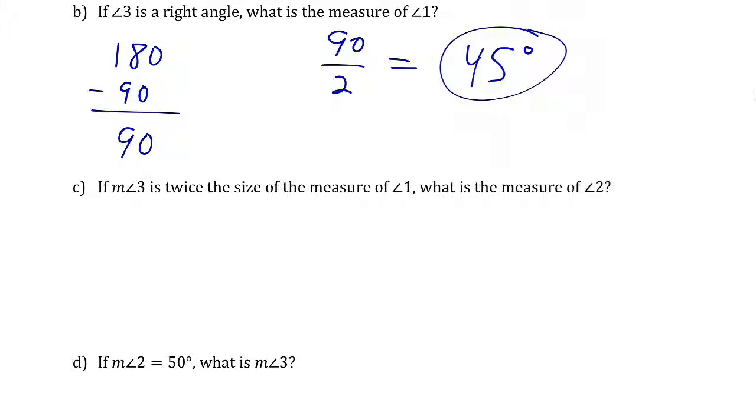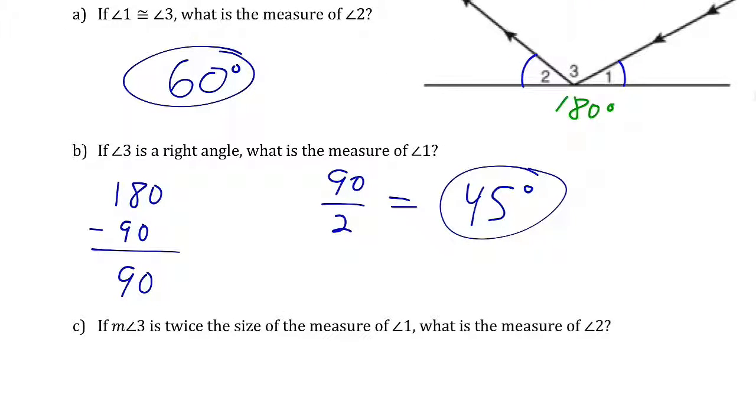Next one says angle 3 is twice the size of angle 1. What's the measure of angle 2? A couple ways you could think about this. You could think that in our previous example, angle 3 was 90 degrees, and angle 1 came out to 45 degrees. So in our previous example, angle 3 was twice the size of angle 1. So this is just a repeat of the previous problem. It's the exact same problem.